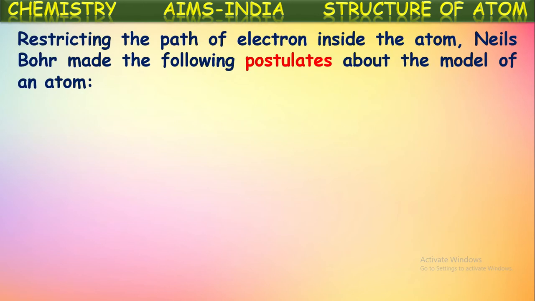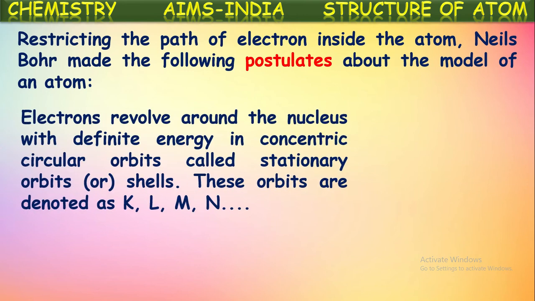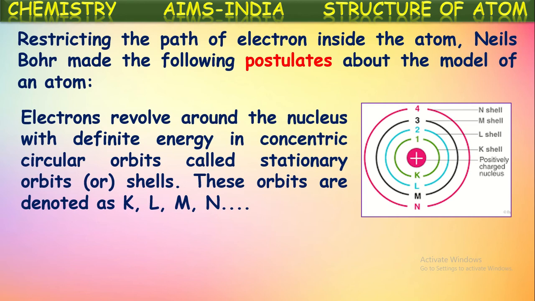Restricting the path of the electron inside the atom like this, Niels Bohr made the following postulates about the atomic model. Now let us see the postulates here. First one, electrons revolve around the nucleus with a definite energy in concentric circular orbits called stationary orbits or shells. These orbits are denoted as K, L, M, N and so on, or 1, 2, 3, 4 and so on.